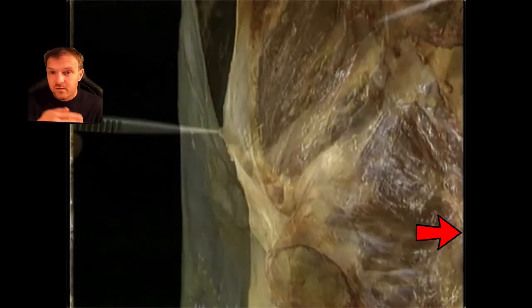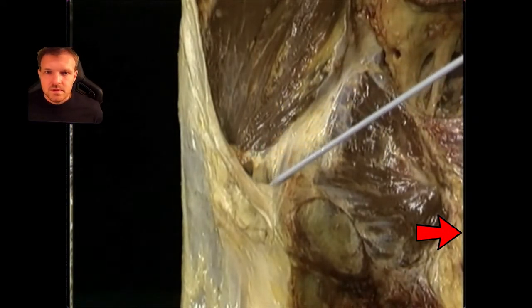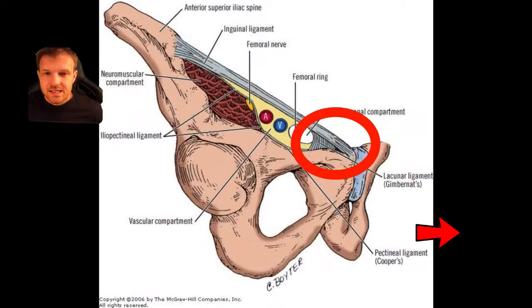Here we go. So hopefully we're going to add on the muscle layers now. So there's your lacunar ligament. We talked about that right at the beginning, so that's that one just there. It shows you that image before. So this is the floor of the inguinal canal, and the lacunar ligament is that one just there.